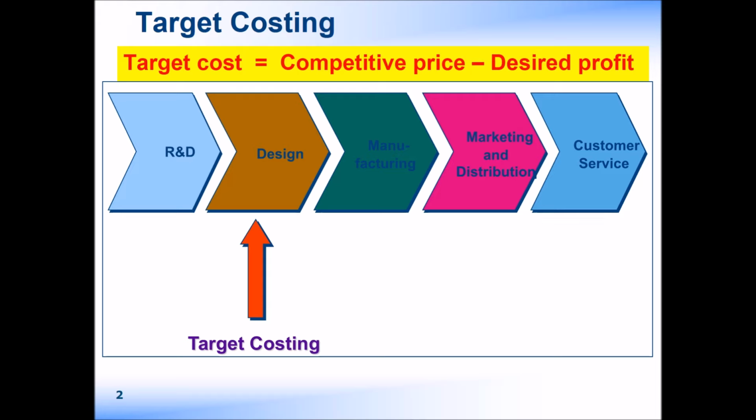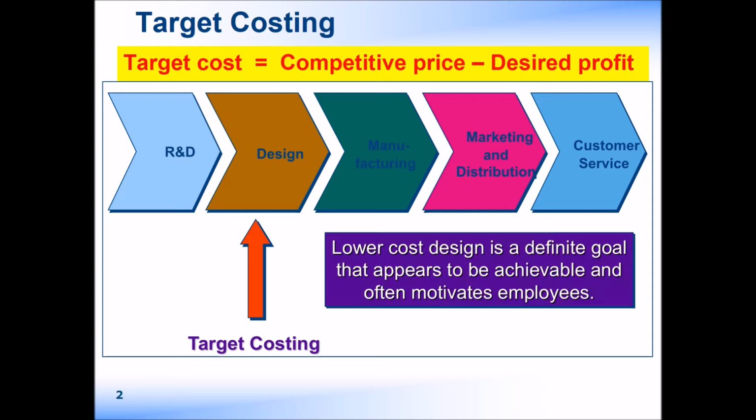To determine the target cost, we take the price we think will be competitive in the marketplace, usually ascertained via marketing research, and deduct the desired profit margin, which leaves us with the target cost. If we can't get the cost down to this level, then it could be argued that it isn't a viable product offering. It is suggested that lowering the cost of design without losing the functionality of the product can be a motivating factor for employees.